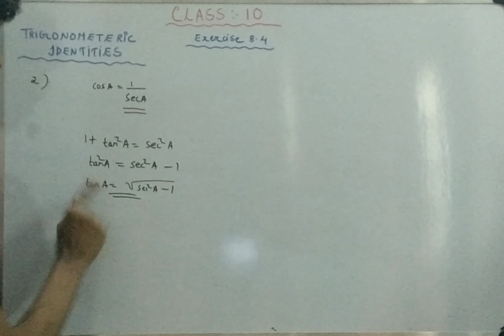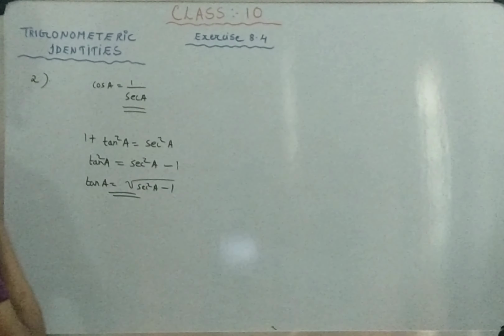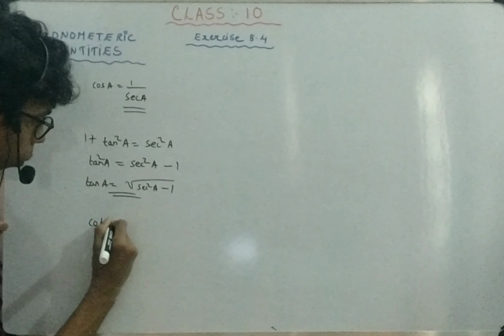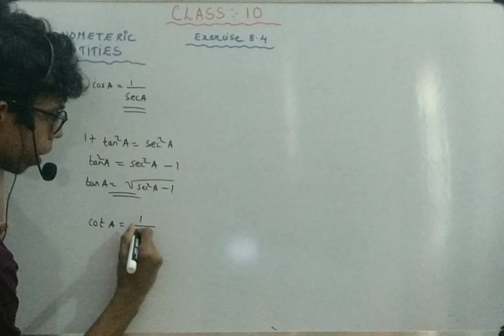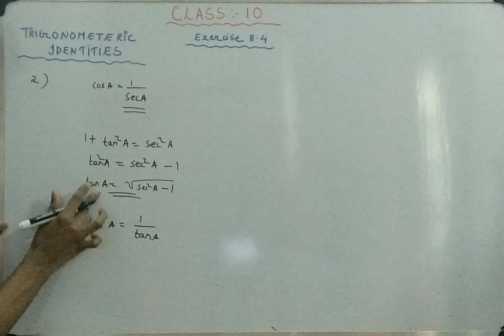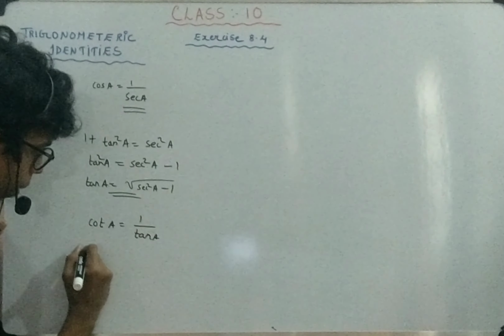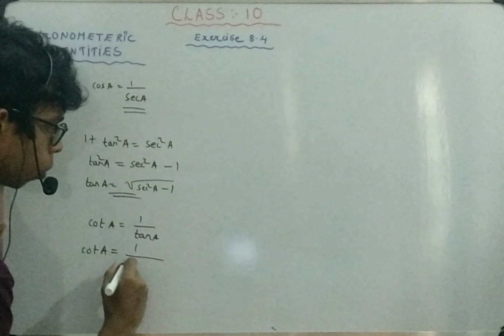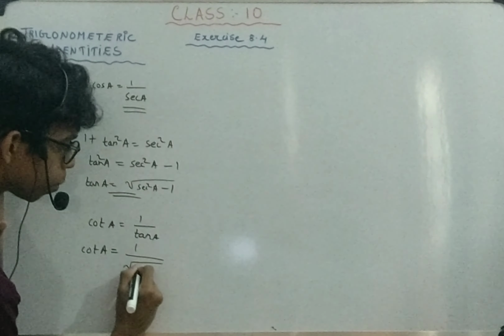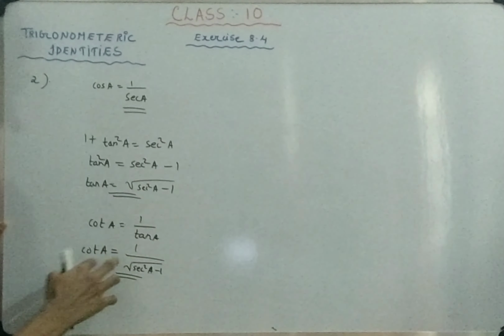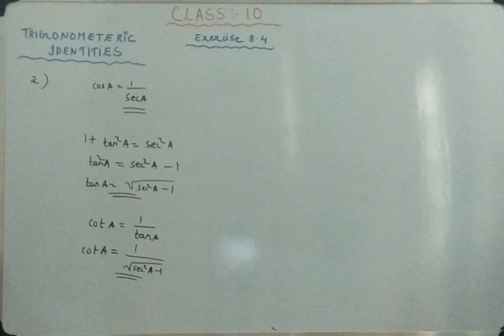ഇനി നമുക്കറിയാം ടാനിന്റെ റെസിപ്രോക്കൽ ആണ് cot. അപ്പോൾ നമുക്ക് ഇവിടെ തന്നെ ഡയറക്ട്ലി കോട്ടിന്റെ വാല്യൂ എഴുതാം. So we know cot a is equal to what? 1 by tan. This is the reciprocal of tan. Now നമ്മുടെ tan യുടെ വാല്യൂ ഇവിടെ ഓൾറെഡി കണ്ടുപിടിച്ചില്ലേ? So we can directly write over here cot a is equal to 1 by root of sec square a minus 1. Okay, so we have written cot a in terms of sec.